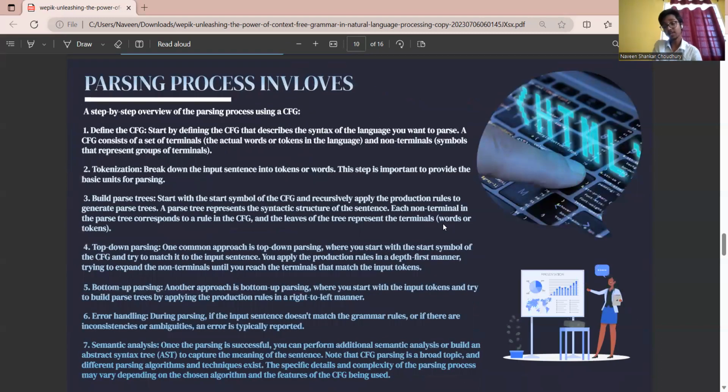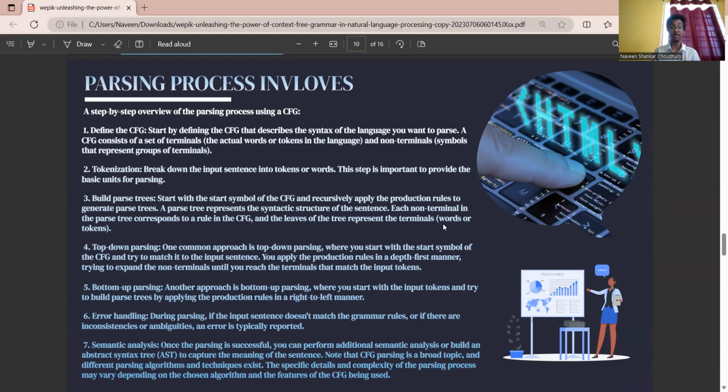Next up, what are the parsing processes involved? Here is a step-by-step overview. First, defining the CFG. The CFG describes the syntax of the language we want to parse, and it consists of terminals and non-terminals. Next is tokenization, where we break down the input sentence into tokens of words.